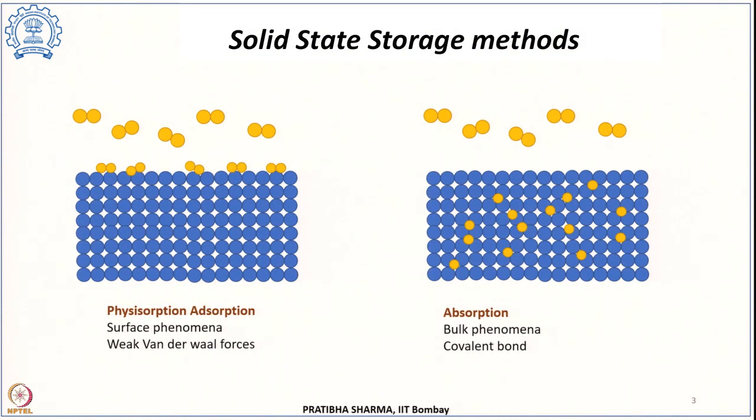Now, we have already seen the different solid state storage methods, which could be physisorption based or adsorption based, where the molecule of hydrogen sits onto the surface of these materials and forms a weak bond that we have already studied. Today we are going to look at the absorption based material, and herein the molecule dissociates into hydrogen atoms, gets into the interstitial sites, and this is a bulk phenomenon compared to the adsorption based phenomenon which was a surface phenomenon, and here the bond formed is comparatively stronger.